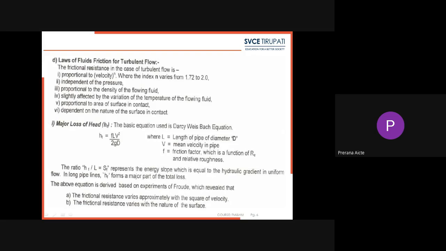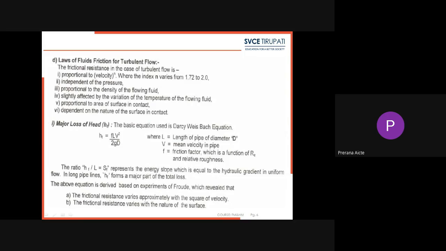So coming to the major loss of head, the major loss can be found by using the basic equation, that is the Darcy-Weisbach equation. From the Darcy-Weisbach equation, the major loss of head hf has the formula hf equals f L V squared by 2gD. Here L is the length of the pipe of diameter D, V is the mean velocity in the pipe, and f is the friction factor, which is a function of the Reynolds number and the relative roughness. Here the ratio hf by L is equal to Sf, which represents the energy slope, equal to the hydraulic gradient in uniform flow.